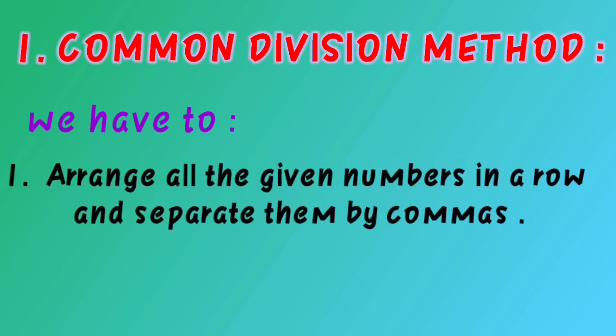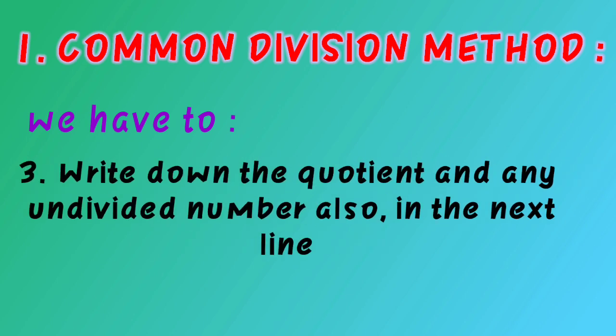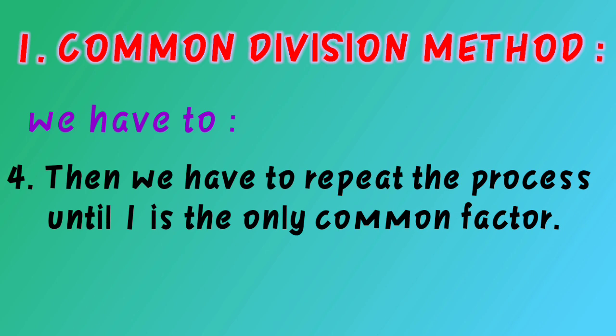The first method is the common division method. This is a very convenient method to find the LCM. What you have to do is first arrange all the given numbers in a row and separate them by commas. Then start with the lowest prime number which can divide at least one of the given numbers exactly. Next write down the quotient and any undivided number also in the next line or row. Then we have to repeat the process until 1 is the only common factor.